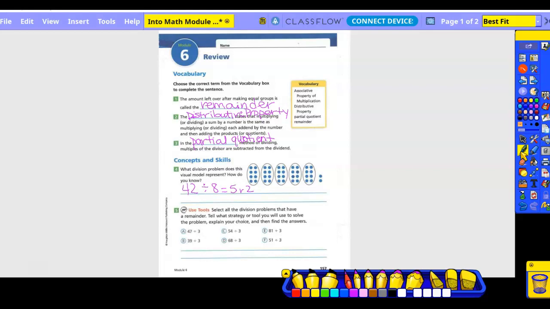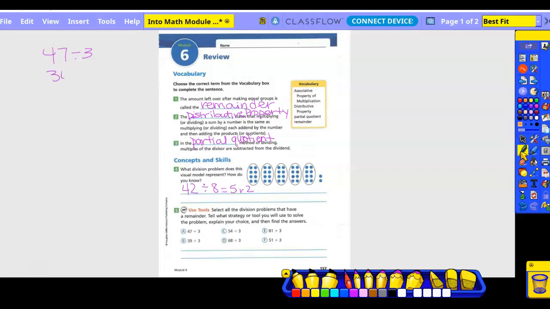Number 5, use tools. Select all the division problems that have a remainder. Tell what strategy or tool you will use to solve the problem. Explain your choice and then find the answer. Okay, so we have 47. So 47 divided by 3. And if you don't have enough room, go get a piece of notebook paper. So what can I break this into?